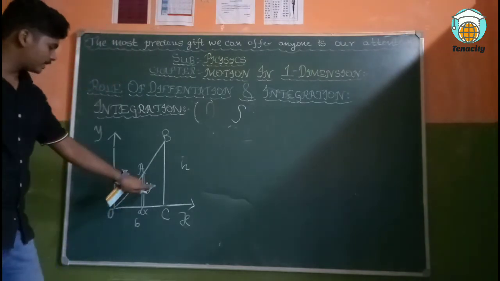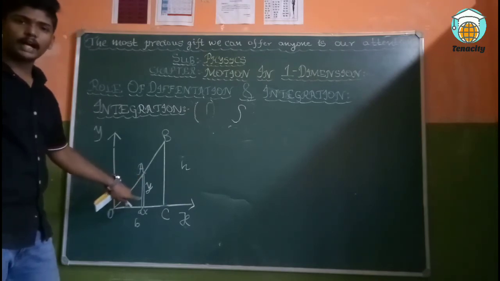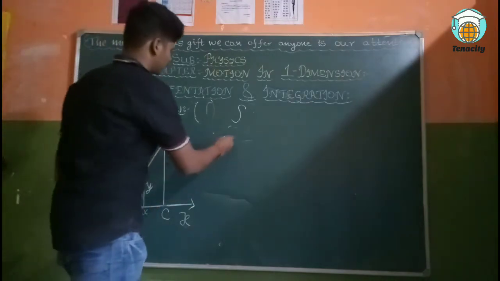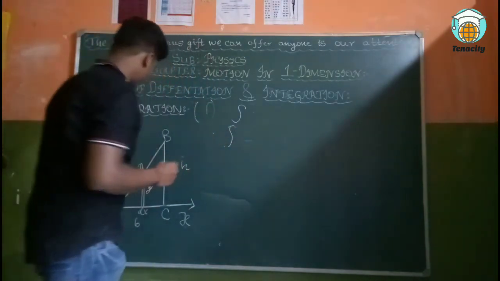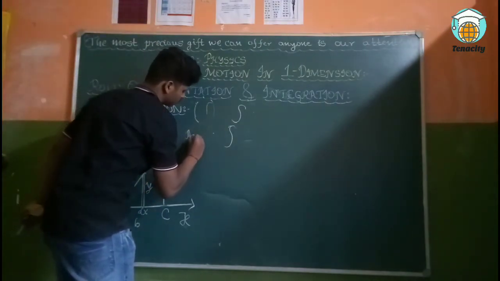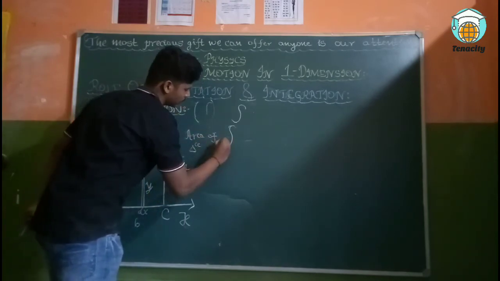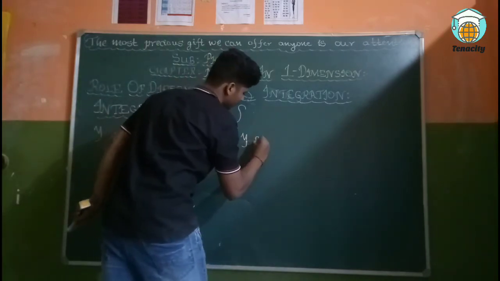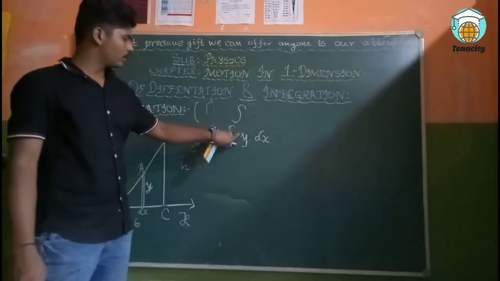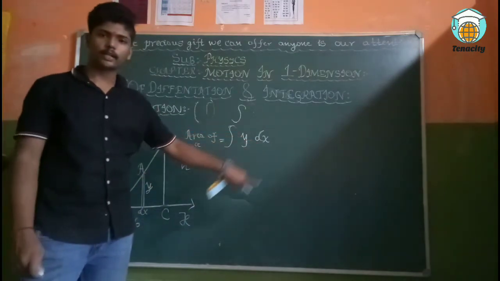First you integrate the area of this rectangle and you will get the area of this triangle. I will show you how. The area of the triangle is equal to the integration of y dx. So the function is y, and we have to write y in terms of x.